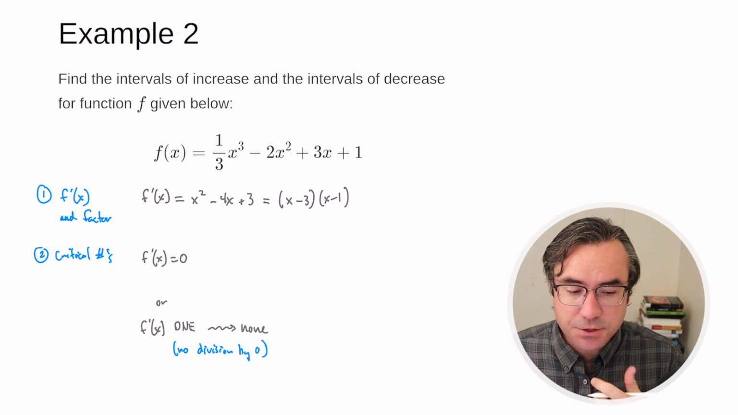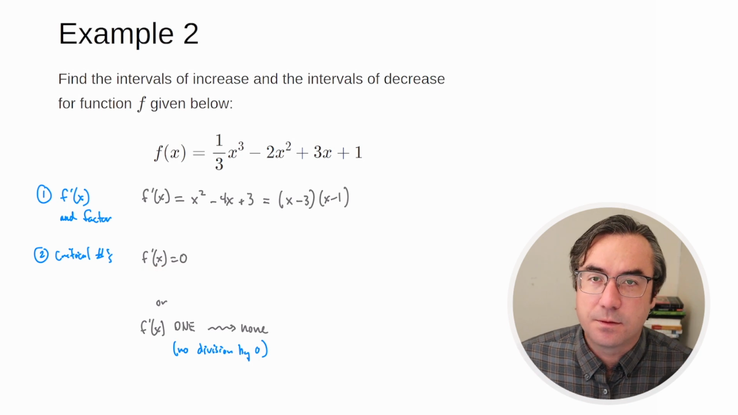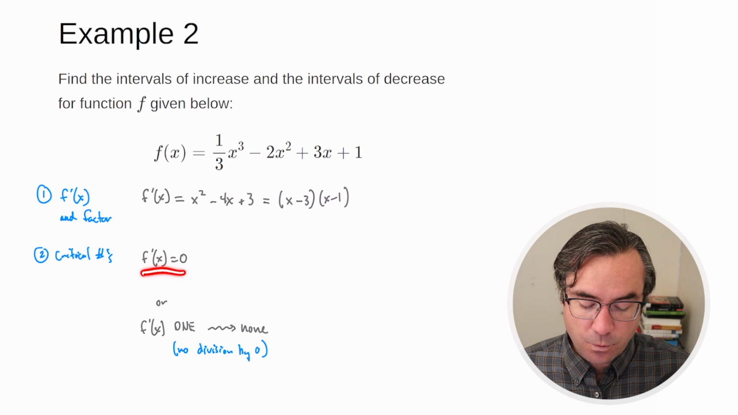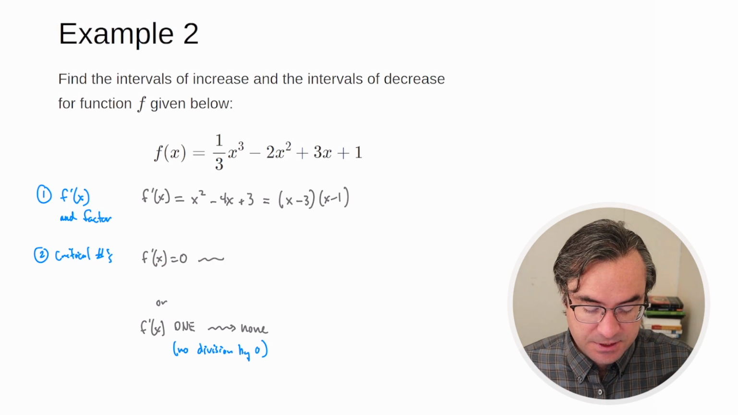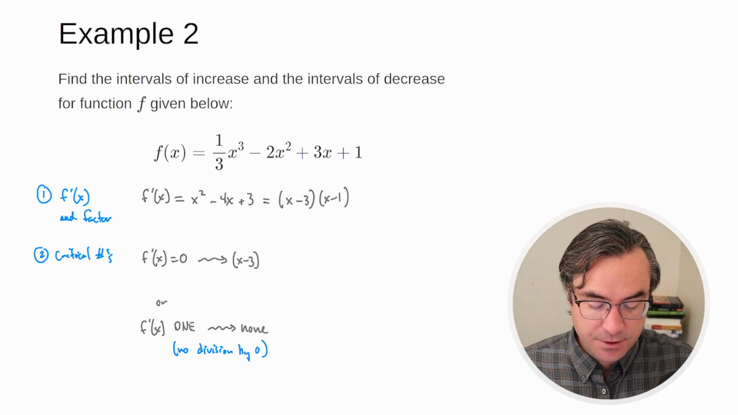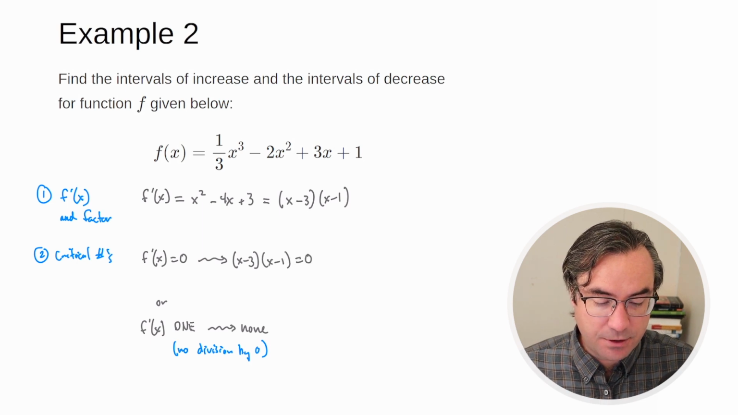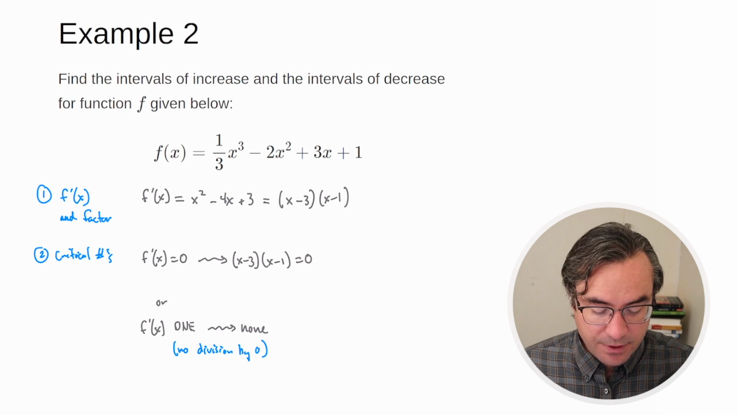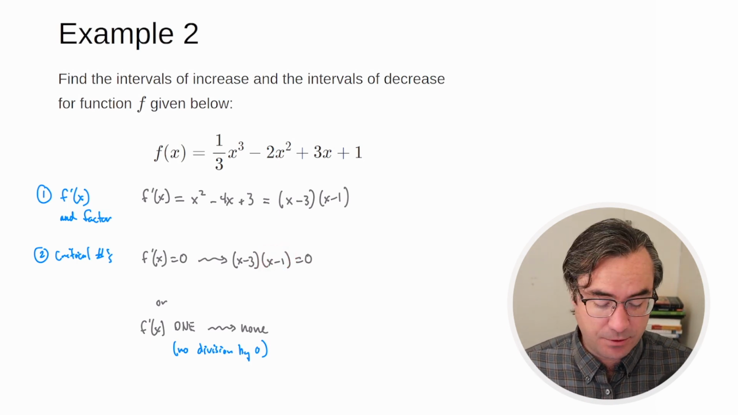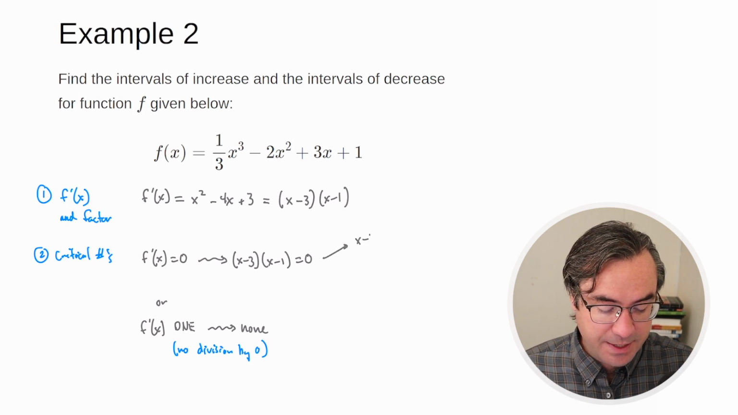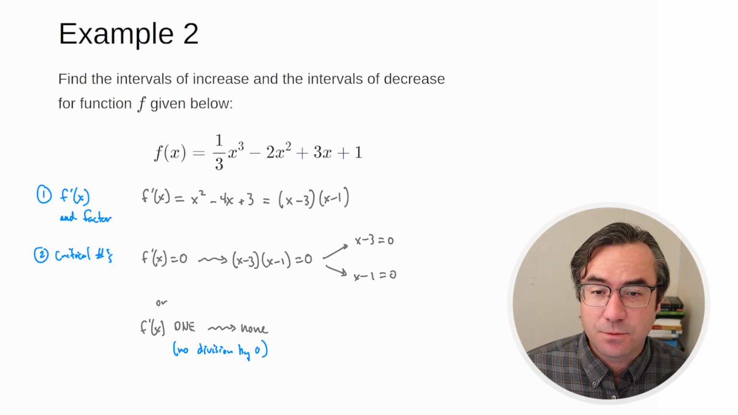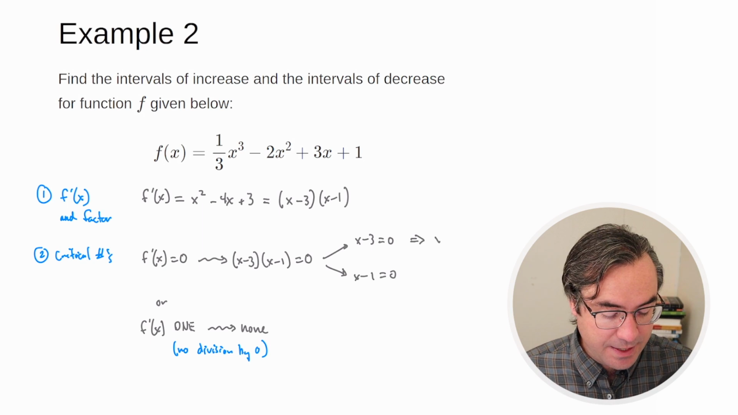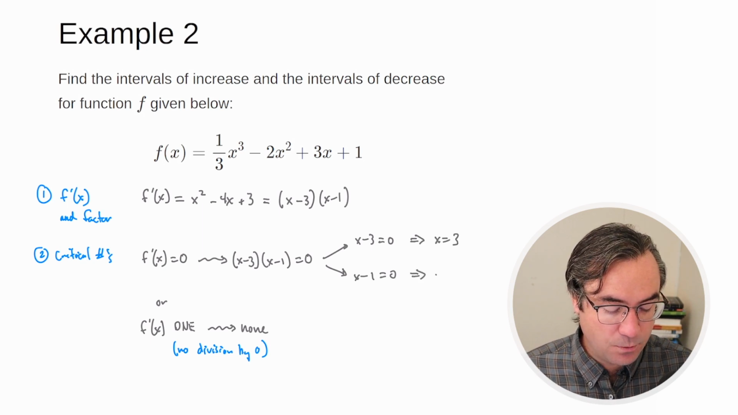Okay. So let's go to the more common situation. We want to know where the derivative is equal to 0. Well, let's set our derivative, and let's use the factored version. So we're going to set our factored version equal to 0. And why it helps to have it factored is, well, then we can set each individual factor equal to 0. So we get x minus 3 equal to 0, and we get x minus 1 equal to 0. And then if we solve those, we get x equal to 3, and we get x equal to 1.